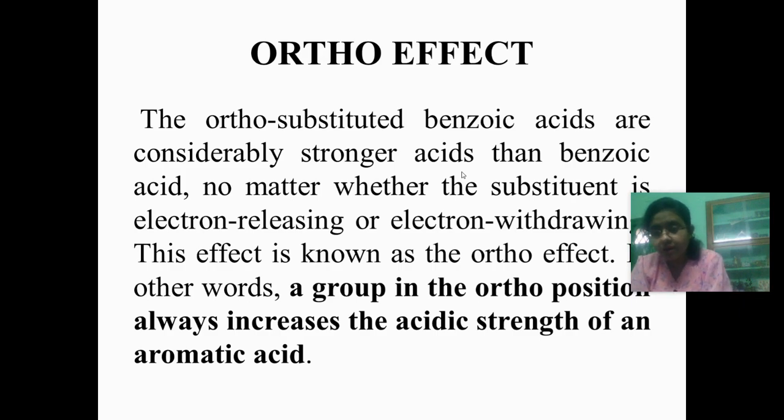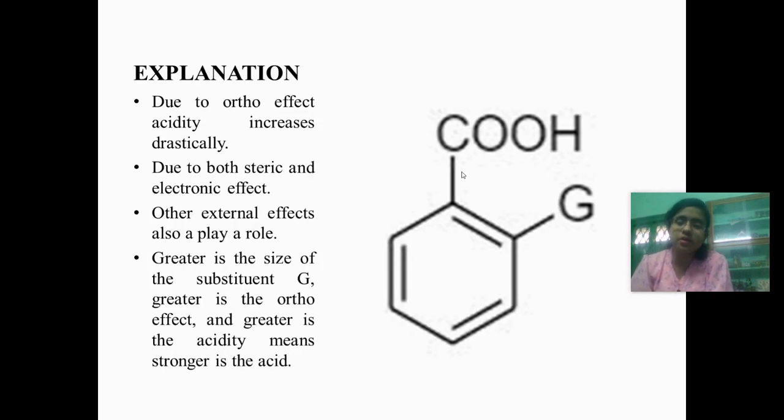Now let's go to the other thing. So what is the ortho effect? We have an acid, the CO2H group, and G, which is our substituent. Now let's think about what happens. We have an ortho substituent, so acidity will be increased. It will not depend on the type of the substituent. Electron releasing, electron withdrawing, both will give you the same type of acidity. Acidity for ortho will be increased.